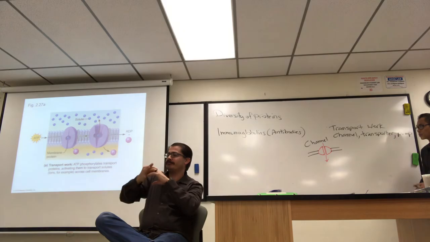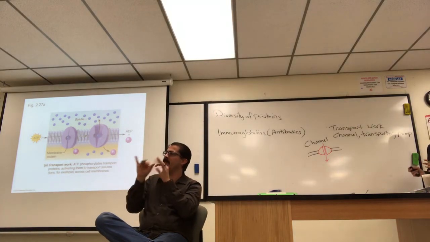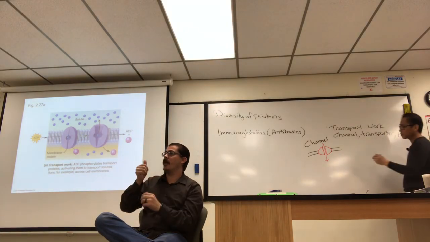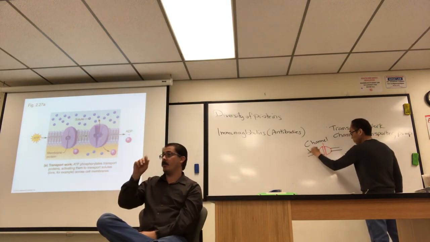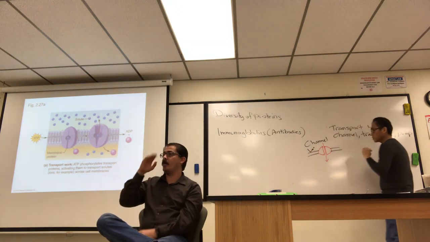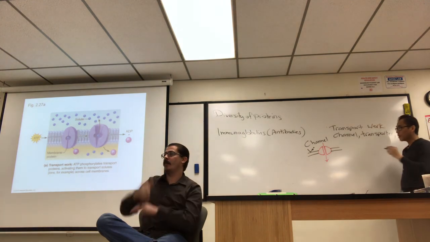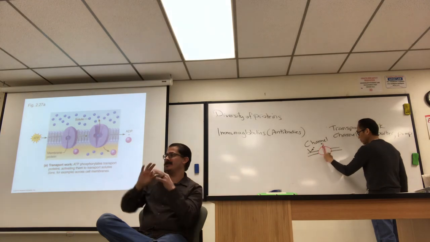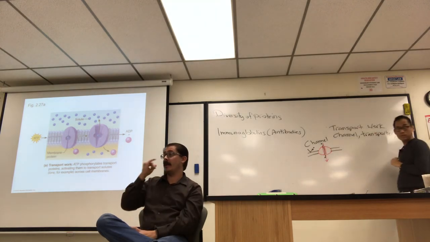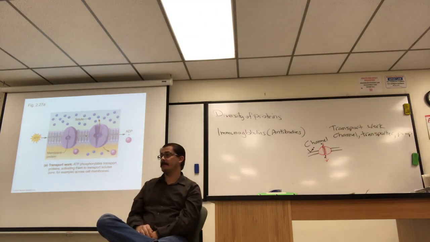And all of these molecules are polar, okay? Because polar molecules are gonna bounce right off. But it could go through a protein channel if one is there. So the channel is always open.